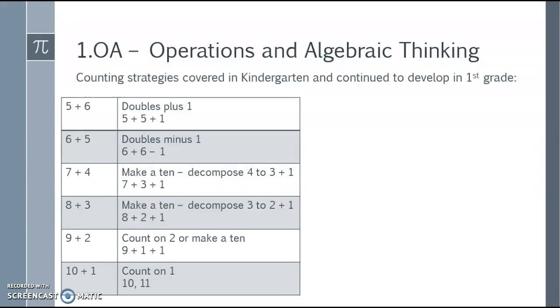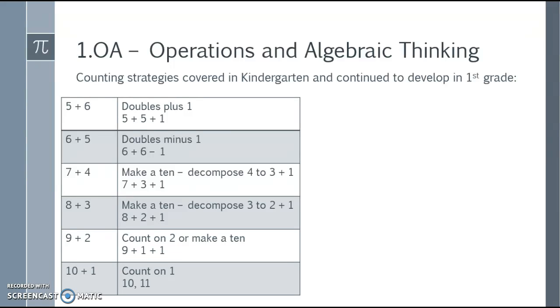So some counting strategies that we learned in kindergarten, we are going to make more sophisticated in first grade. So if I looked at 5 plus 6, this could be considered as doubles plus 1. So we're decomposing the number 6 into 5 plus 1. So then 5 plus 5 we know is 10, plus 1 more is 11.